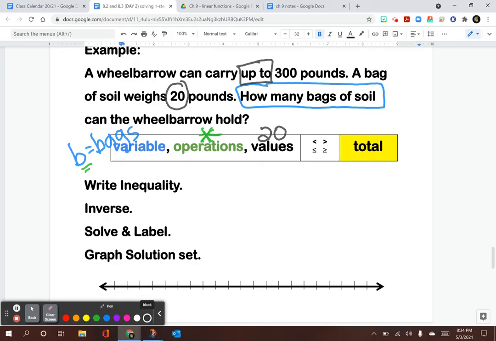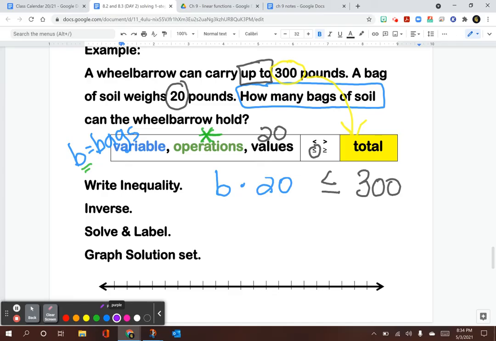Now, if it can carry up to 300, up to means that's the maximum we can handle. So I'm going to choose the less than or equal because it can carry 300. It just should not go over. Notice how I wrote it with my total pounds on one side. The other side of my inequality looks like B times 20 or 20 times B or just 20B.